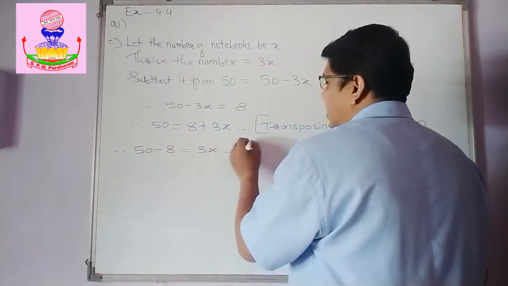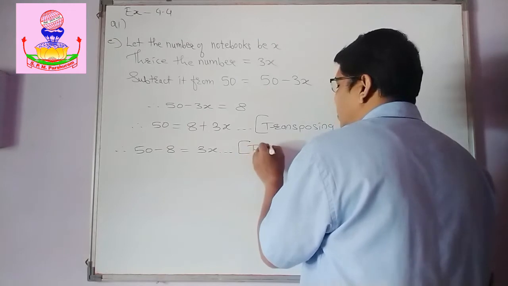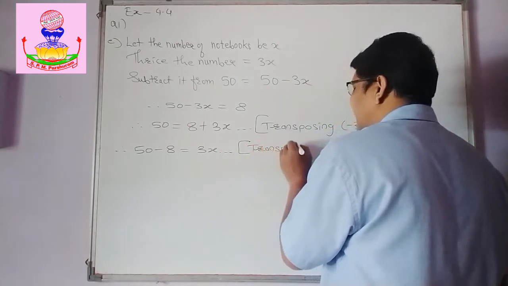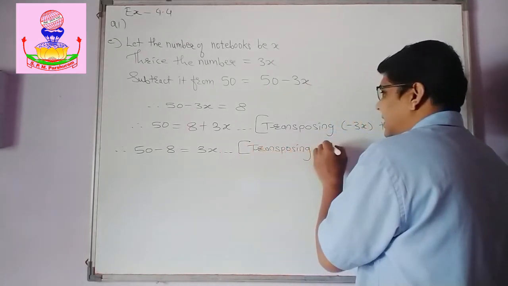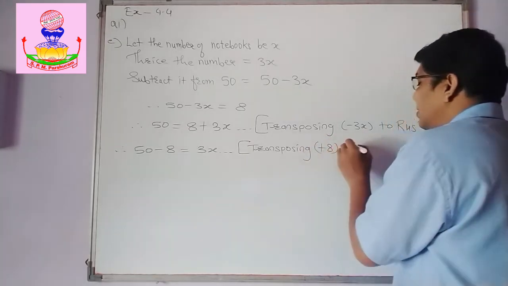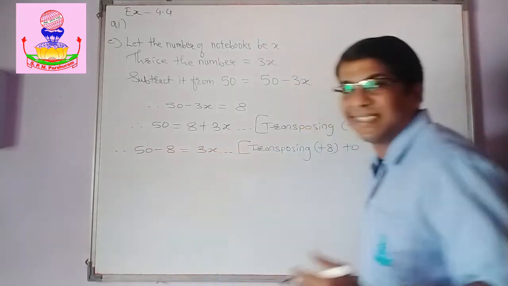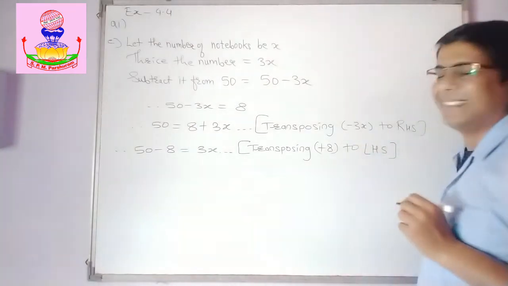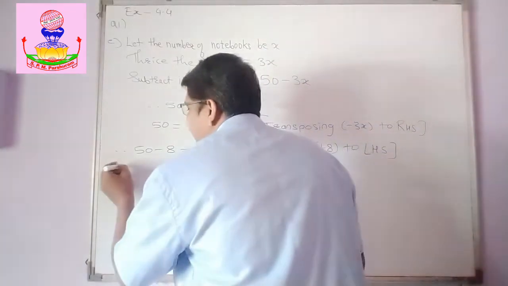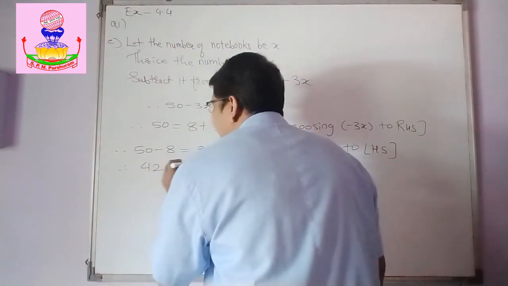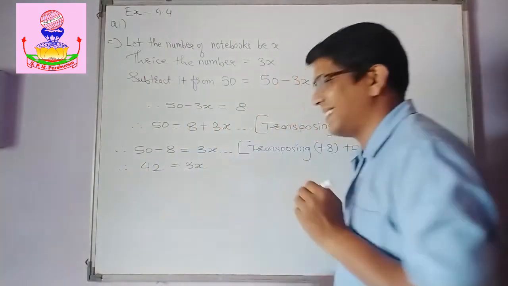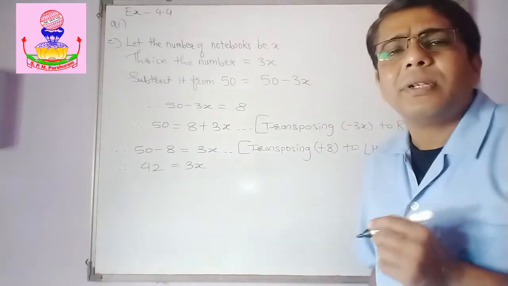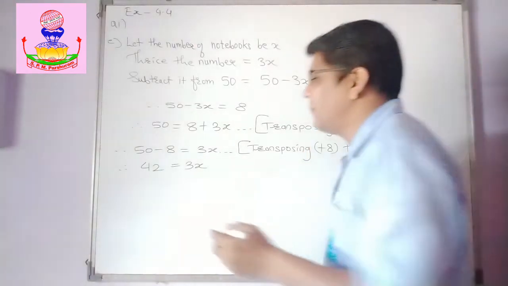I hope you understand. So again what you did? Transposing plus 8 to, now this was taken to LHS, not to RHS. So here it will be left hand side. Right? Now 50 minus 8, yes, 42. That is equal to 3x. Now what I will do? Divide both sides by 3.